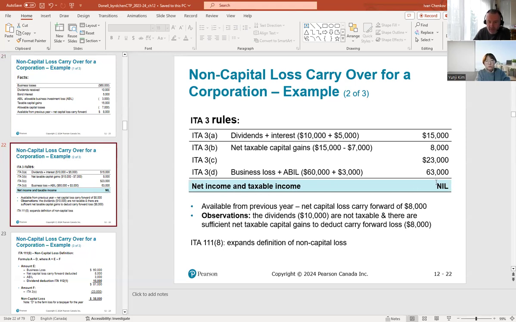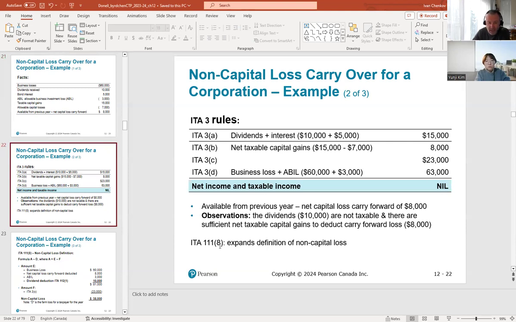Net income and taxable income will be 0. It cannot be below, right? So available from the previous year, net capital loss carry forward 8,000. That's going to be carried forward. The dividend, the 10,000, is not taxable, and there is sufficient net taxable capital gain to deduct any carry forward loss of 8,000.